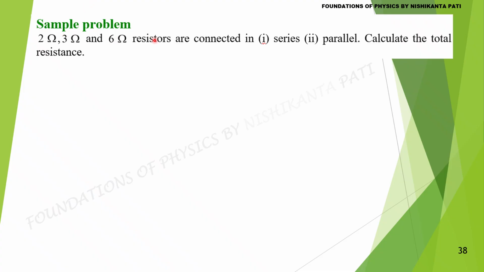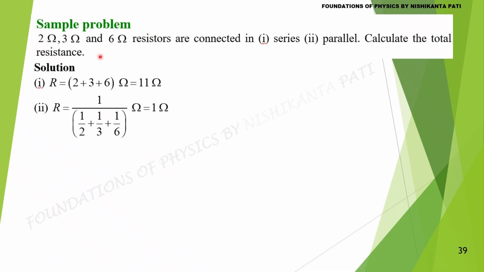2 ohm, 3 ohm, 6 ohm resistors are connected in series and parallel. Calculate the total resistance. In series combination, R is equal to R1 plus R2 plus R3. In parallel combination, 1 by R is equal to 1 by R1 plus 1 by R2 plus 1 by R3.